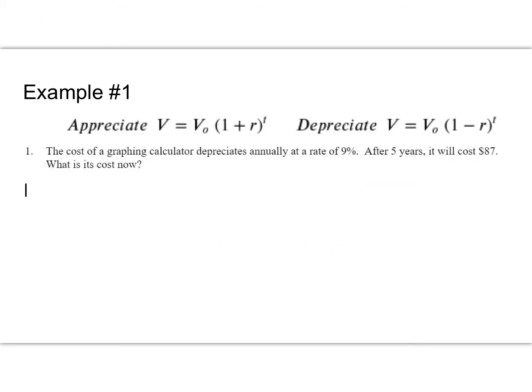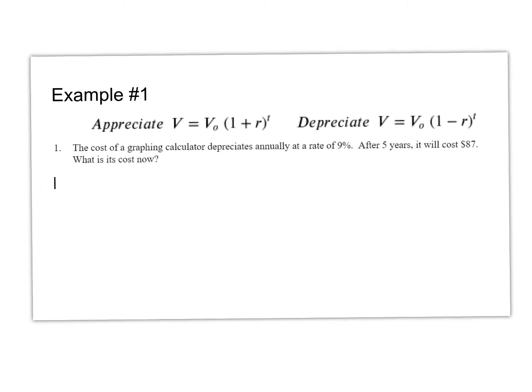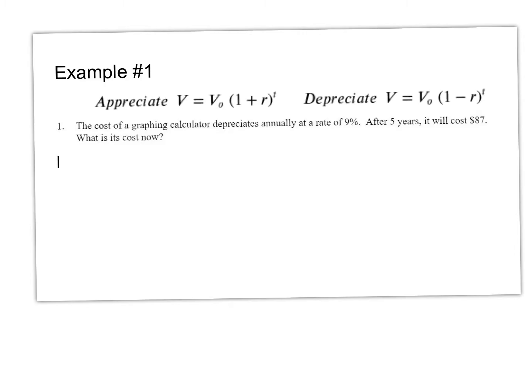All right, taking a look at this one, let's start with number one. I'm going to shrink this a smidge. It says, the cost of a graphing calculator depreciates annually at a rate of 9%. After 5 years, it will cost $87. What is the cost of it today?